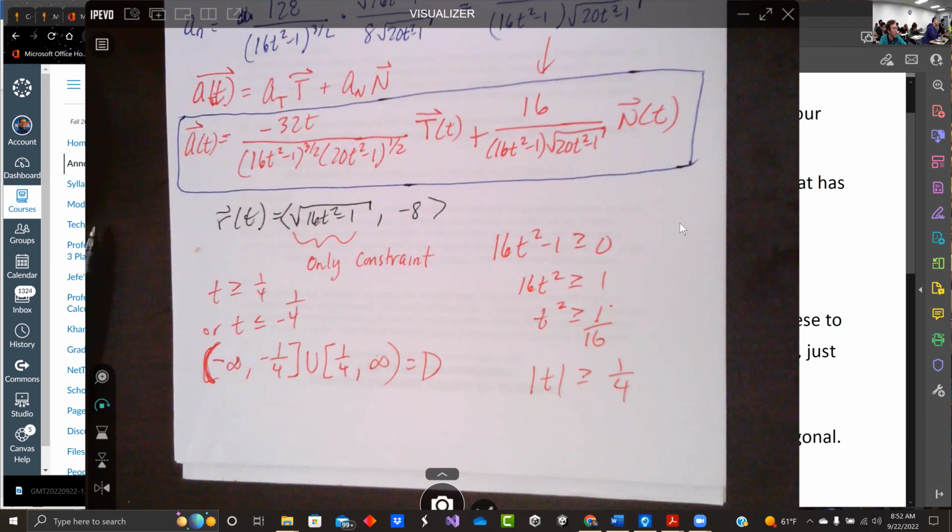So we could have found the domain to start with. I just forgot to do it, that's why I did it at the end. So now let's see. We found the domain. We found B of t and A is t.